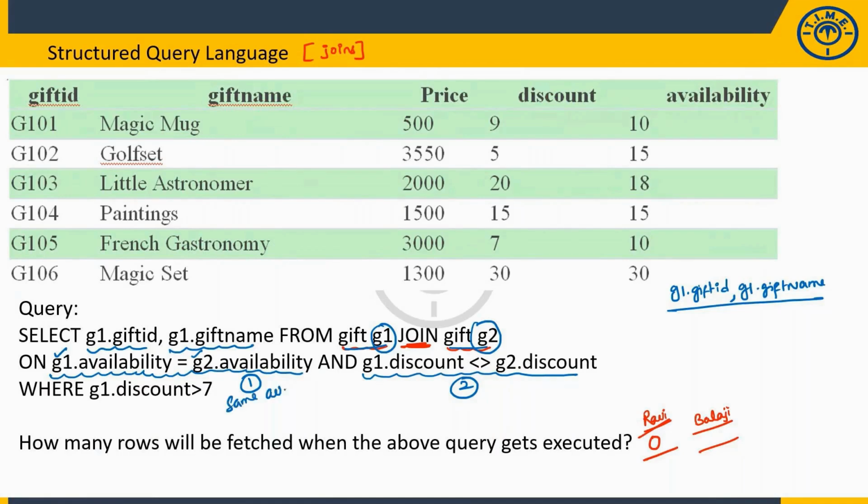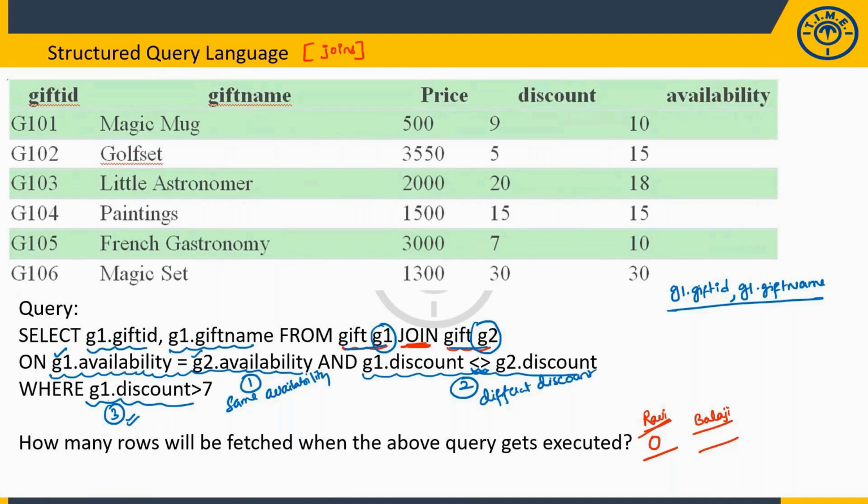So same availability, but different discounts. I hope you know this operator: less than greater than is called the not equal to operator. And one more condition is there. The third condition is that discount should be greater than 7. It is not necessary to follow the same order; whichever order you feel comfortable with, you can go ahead. All three conditions must be satisfied.